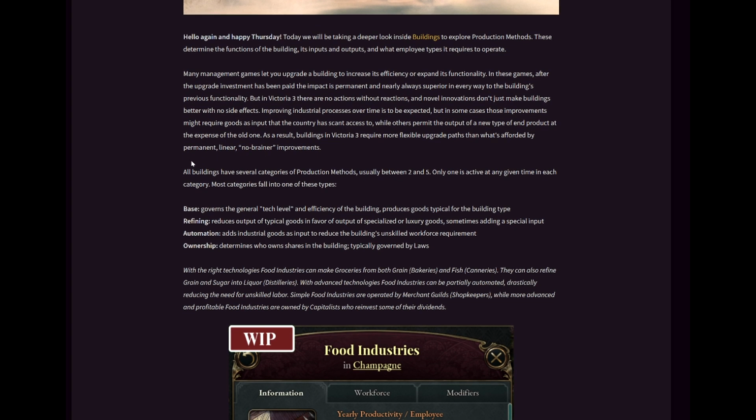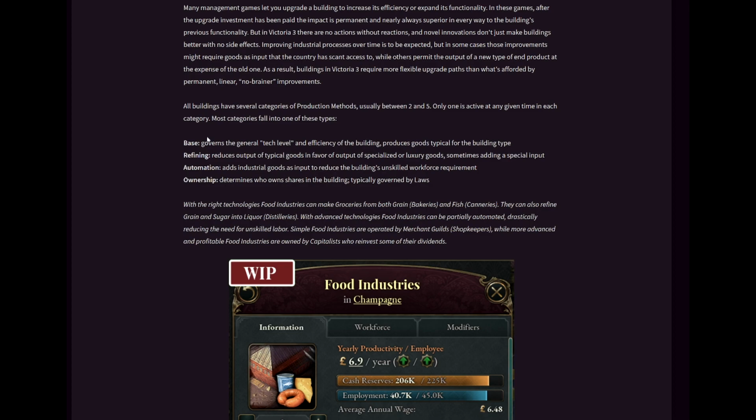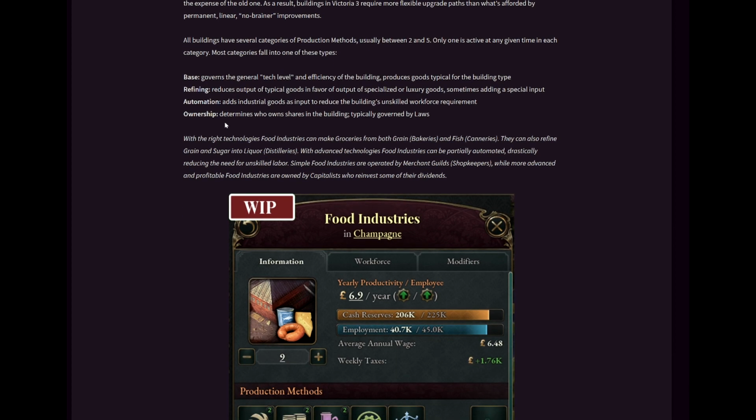A building will have 2 to 5 production methods. So this is about buildings, inputs, outputs, and what employee types it needs to operate. It depends on the building and the production method. Most categories of the production methods fall into one of 4 types: the base, the refining, the automation, and the ownership.